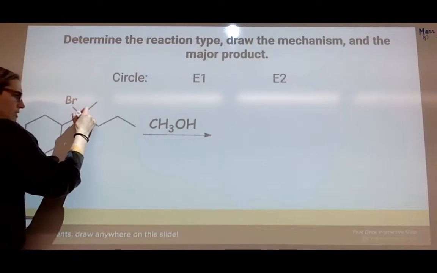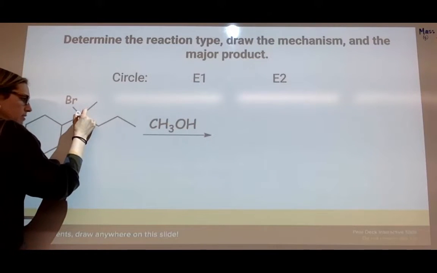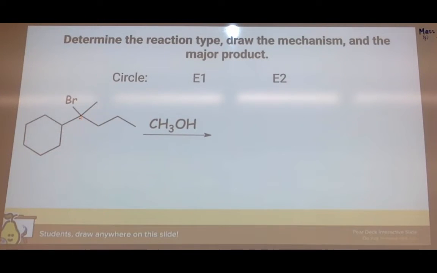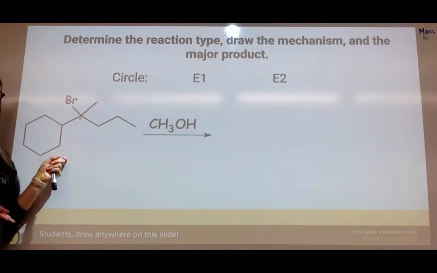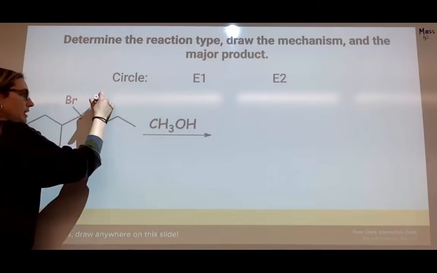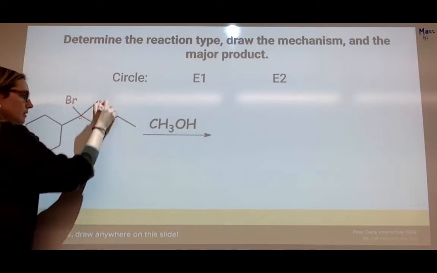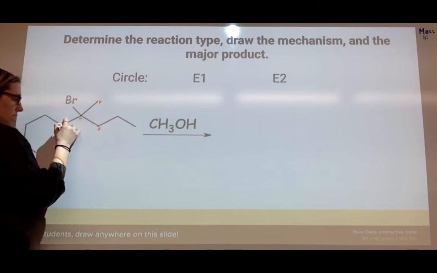So the alpha carbon is the one where the leaving group is connected. So here's the alpha. How many beta carbons, not hydrogens, how many beta carbons are there in this molecule? 3. Here's a beta carbon, here's a beta carbon, and here's a beta carbon.